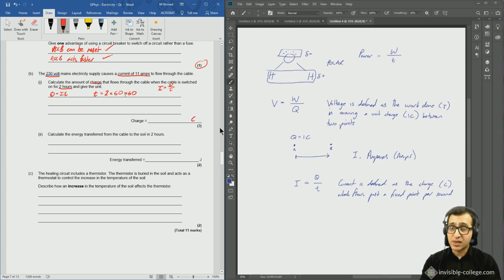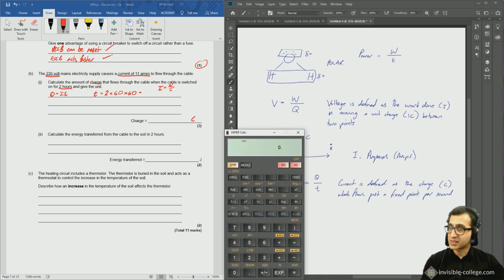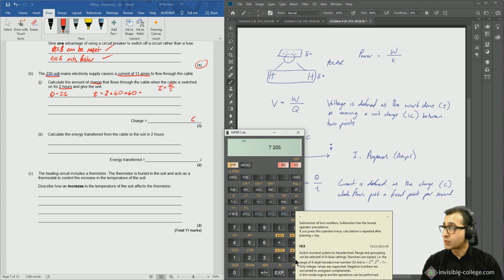And so this gives us the time taken in seconds. If we bring up a calculator just to show us calculating this, we have 2 times 60 times 60 again, 7,200 seconds. So this is the time taken, 7,200 seconds. So now we have our time in standard units.